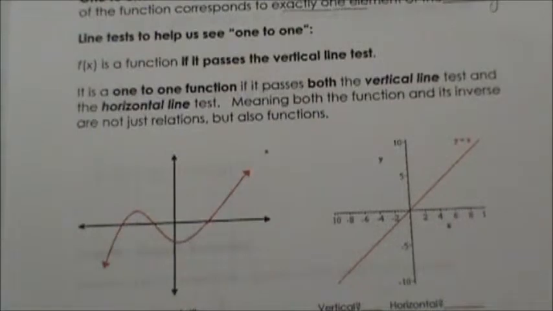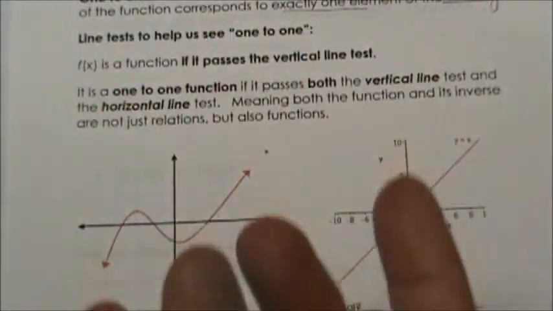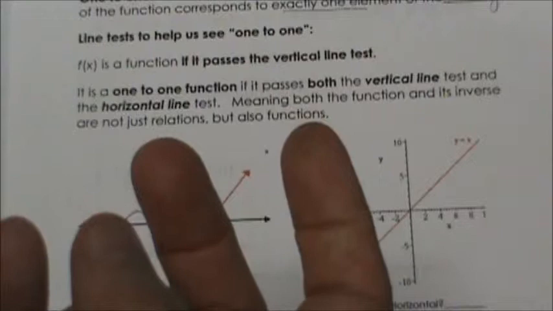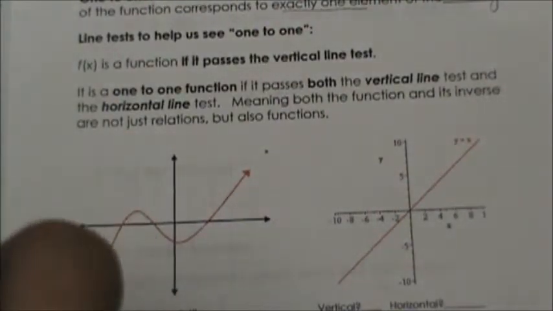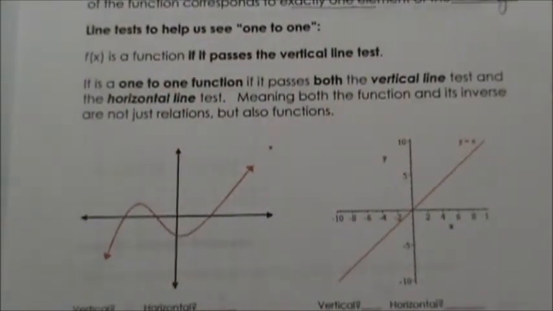Now let's talk for just 1 second about why that would be true. The reason why that would be true is, remember, inverses switch the x and y coordinates. So when you switch the x and y coordinates, the vertical line test will basically become a horizontal line test, because a vertical line and a horizontal line are inverses of each other. So it's that other test that you're looking at.